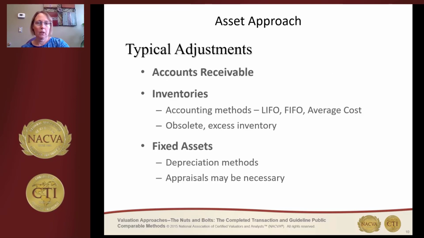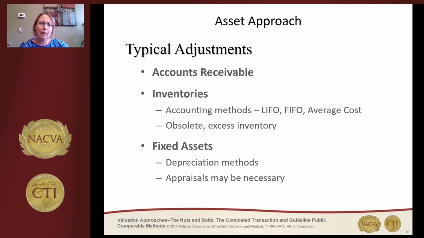So what are some typical adjustments when we're looking at adjusting the net asset value and adjusting the books to be fair market value? So we have accounts receivable. In accounts receivable, we're going to want to look at, is there anything out there that is uncollectible? Does the client have a reserve for bad debts? And if they do, is that allowance reasonable?